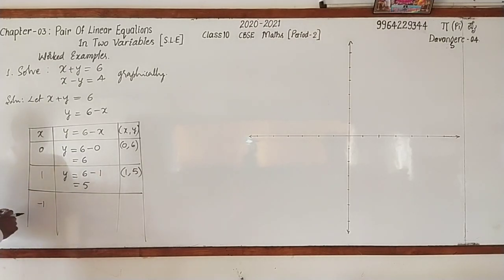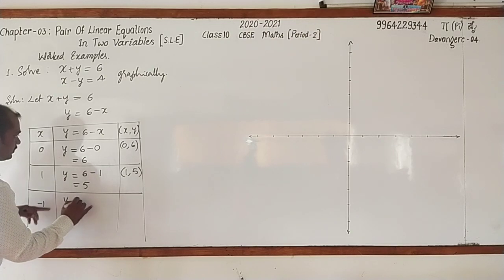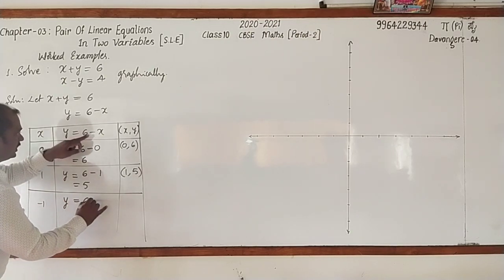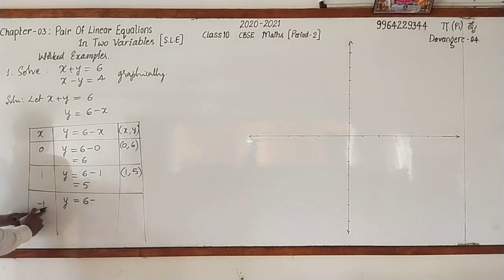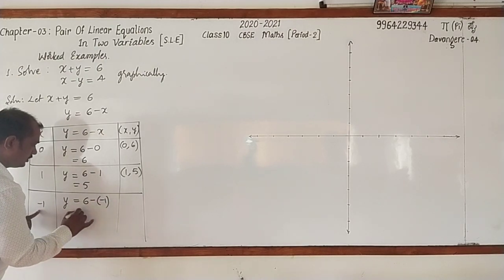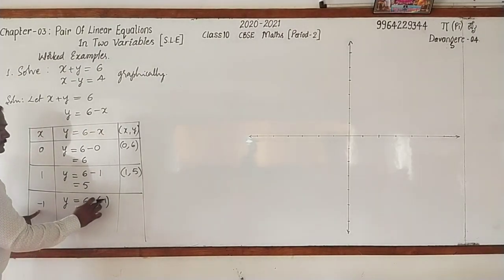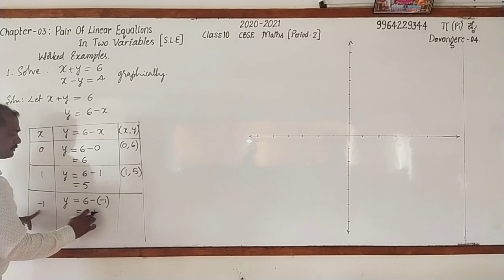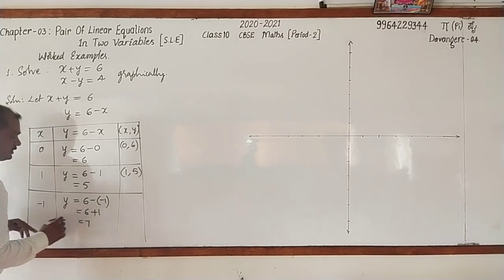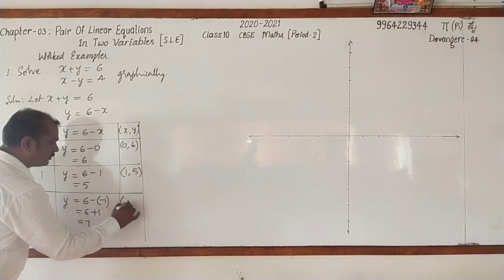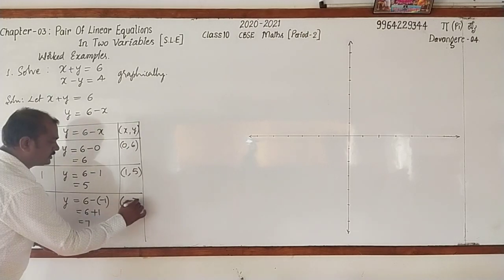Here I have taken minus 1. Y is equal to 6 minus, what is x? X is minus 1. It is equal to 6 plus, because minus into minus is plus 1. 6 plus 1 is 7. When x is minus 1, y is 7.